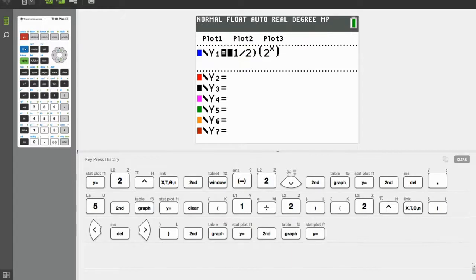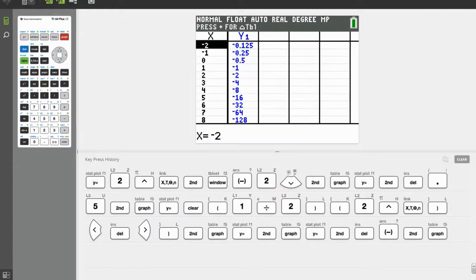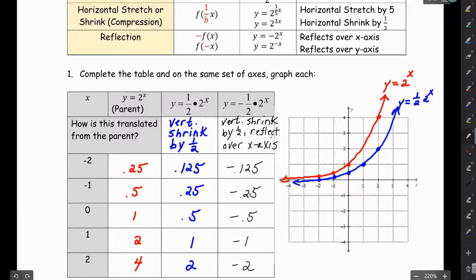So I'm going to do second delete, that's insert, and make sure you use the negative button, not the subtraction button. All right, we're going to go back to our table, second graph. We're going to enter in those values. And you can see we've just negated all the y values that we did for the middle graph. We've taken these values and we just put a negative sign in front because of this reflection. And let's go ahead and sketch that.